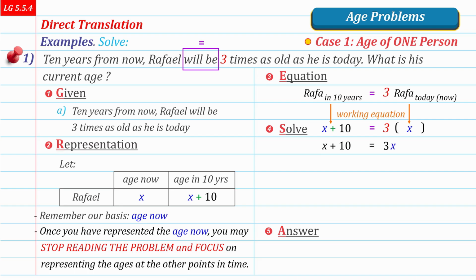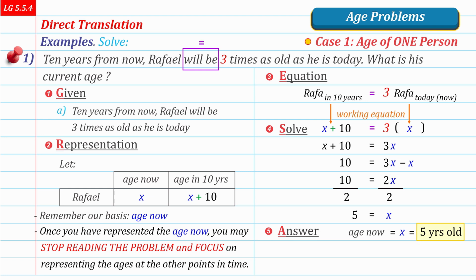To gather the X terms, subtract X from both sides of the equation, or you simply transpose X to the right side. 3X minus X is 2X. We now have 10 equals 2X, and we want to isolate X, so divide both sides by 2. That's using the division property of equality. And finally, we have the value of X, 10 divided by 2 equals 5. Since X represents Rafael's age now, Rafael's current age is 5 years old. Remember, always put years old to make sure that our answer is complete.